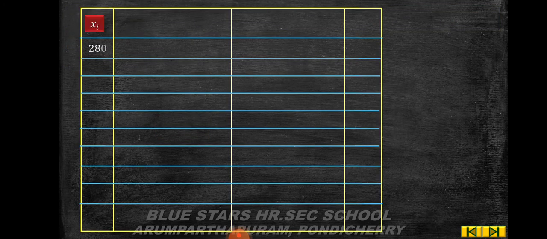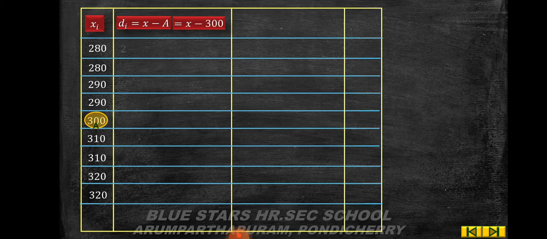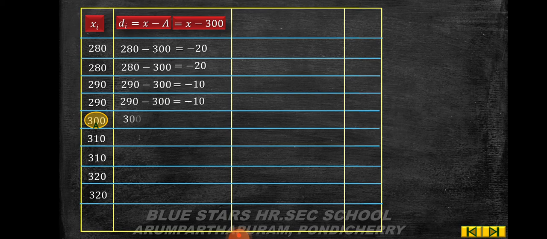Put the tabular column. Write the xi values, that is wages of the workers. Then d is equal to x minus a. Here a is 300. So 280 minus 300 is minus 20. 290 minus 300 is minus 10. 300 minus 300 is equal to 0. 310 minus 300 is 10. Then 320 minus 300 is 20.